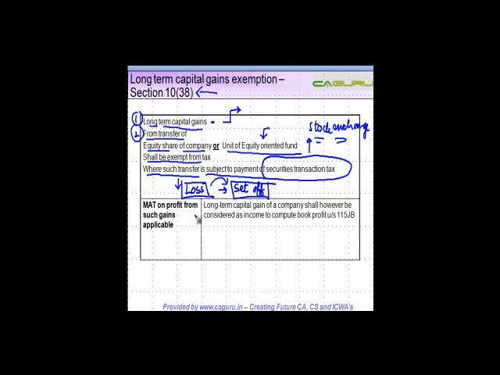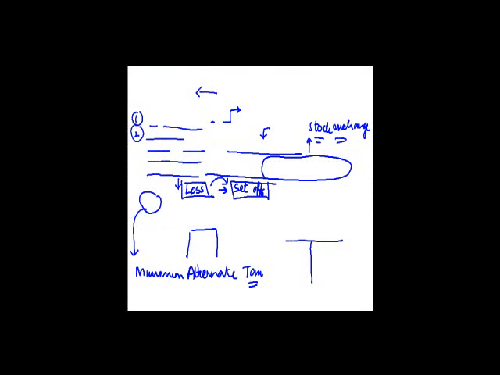However, one thing which you need to keep in mind is that for the purpose of calculating MAT, which is basically minimum alternate tax, let me explain to you what is the meaning of MAT. What happens is in tax you are allowed many deductions. Because of these deductions at times, which could be even tax holidays and all, the taxable income becomes very low and the tax payable is also very low.